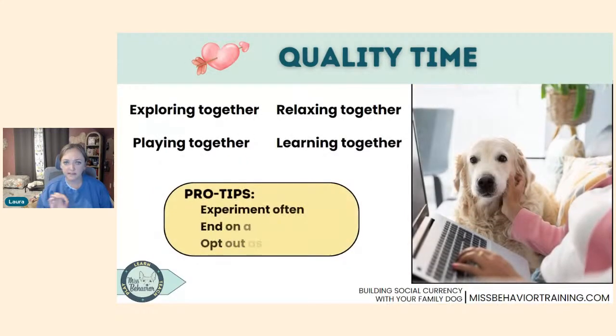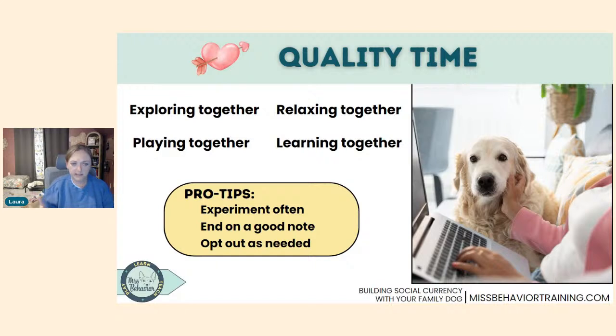All right. Quality time. That looks like exploring together, playing together, relaxing together, learning together, doing stuff together. So you're just spending quality time with each other. Some pro tips for you there: experiment often. Some dogs like to do different things together. They might not like to play tug together, but they might like to play ball. Or they might not like to play tug, but they like to learn new tricks.